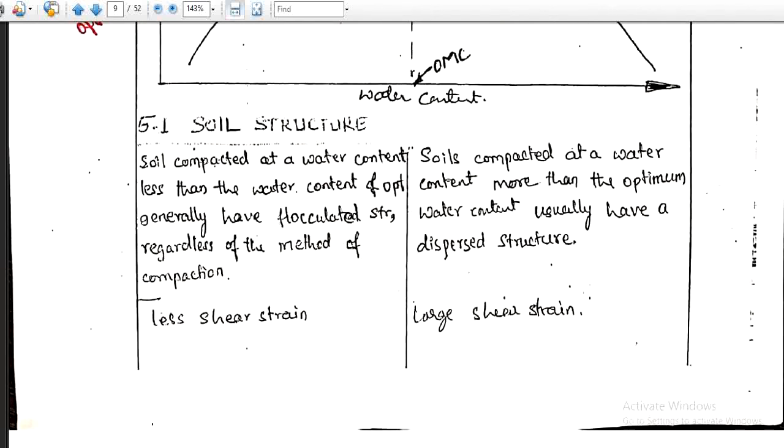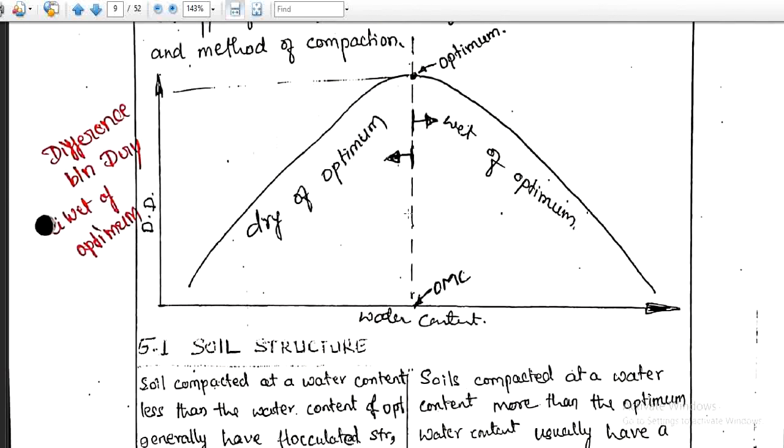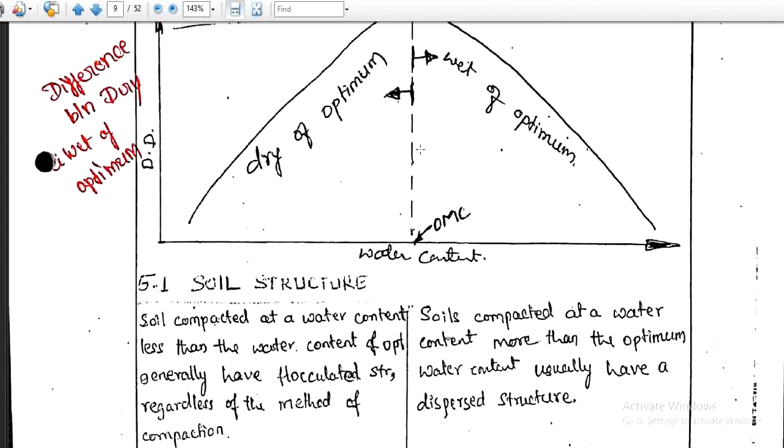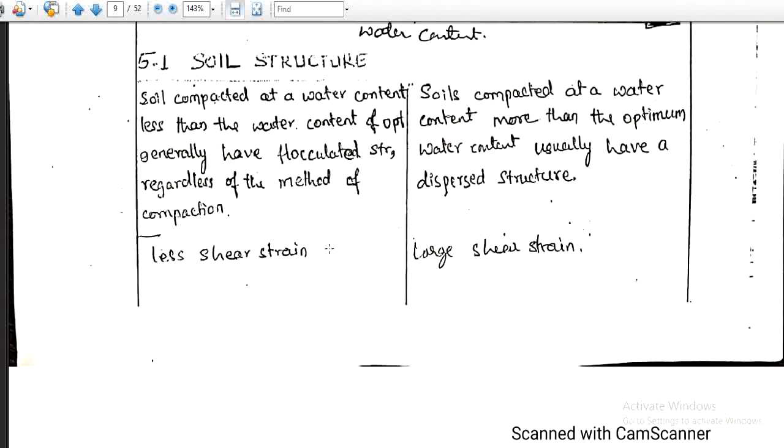In dry of optimum, soil compacted at a water content less than the optimum moisture content generally has a flocculated structure regardless of method of compaction. So whatever the water content which is below the optimum moisture content, in all these cases soil will have the flocculated structure. Soil compacted at a water content more than optimum moisture content usually has the dispersed structure. So after crossing the optimum moisture content there is a dispersed structure, before that there is a flocculated structure.